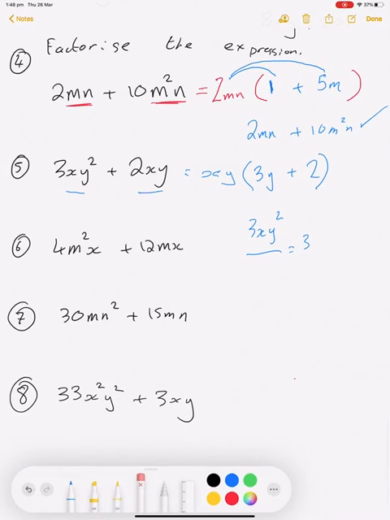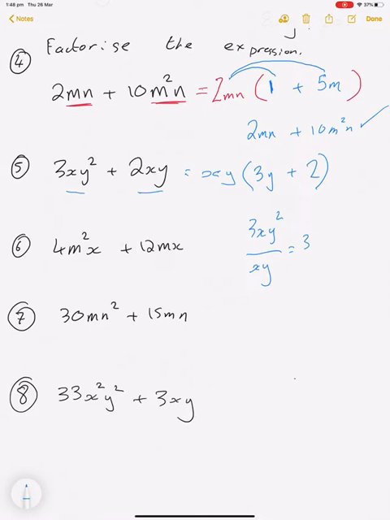Well, 3 divided by 1 is 3. It should be xy. x divided by x is 1. y squared divided by y just gives y. And we can show that by subtracting the powers. 2 minus 1. When we divide in indices, we subtract the powers. So that gives 3y.